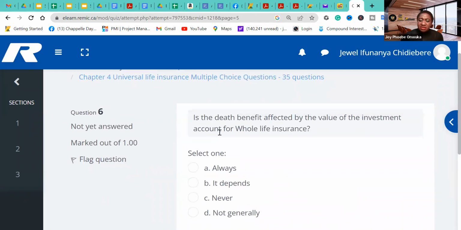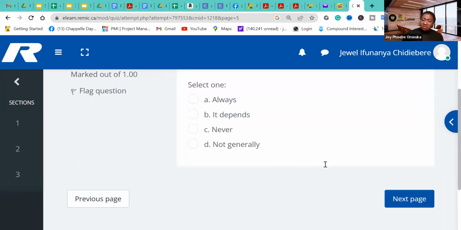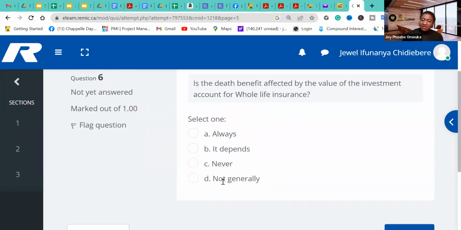Question number six. Is the death benefit affected by the value of the investment account for whole life insurance? Always, it depends, never, not generally.